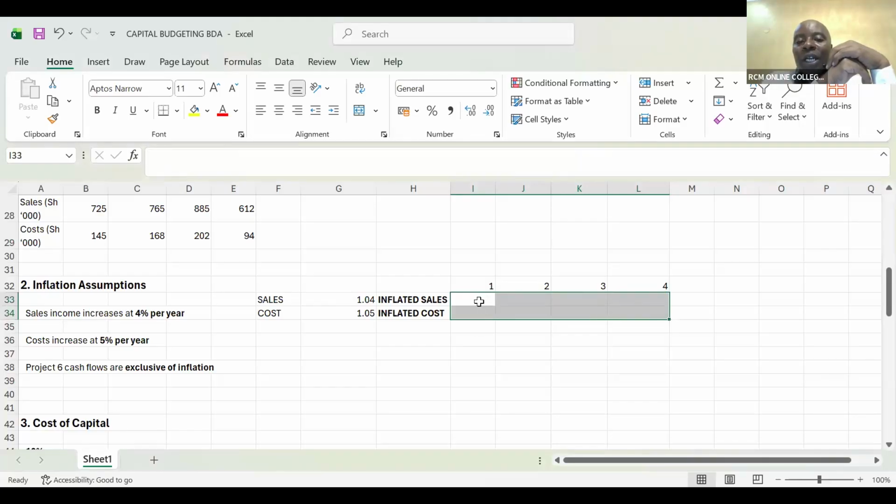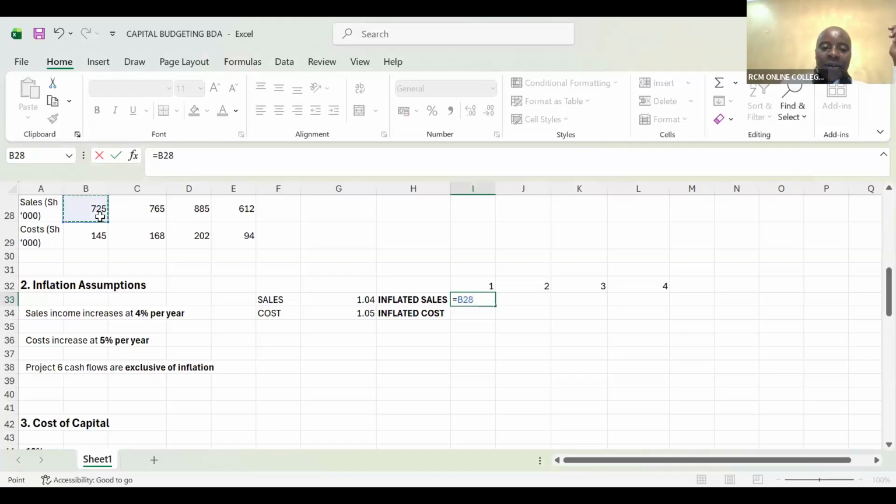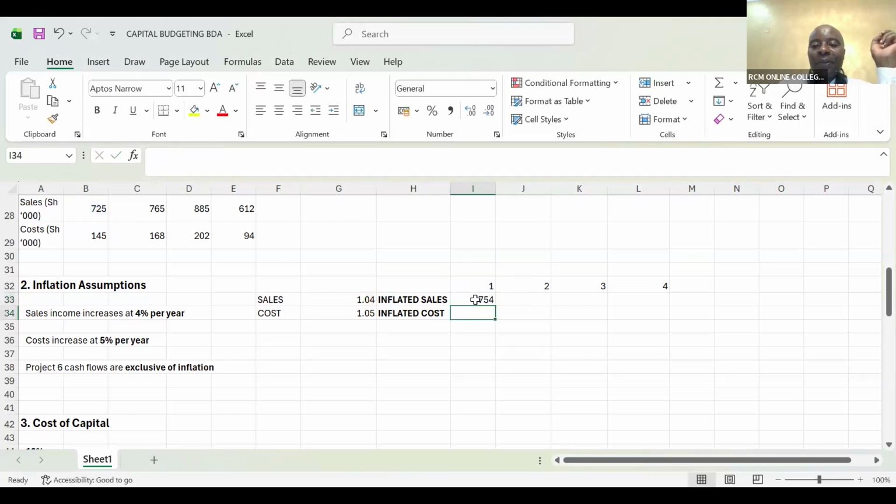Yeah, already this ninja has an answer and he would want to do this. I didn't get it. Okay, we shall be able to repeat. All right. So you can see what he's doing there. He's trying to inflate his sales. And the inflation rate, you can see it has been given to us that sales is supposed to increase at 4% per year.